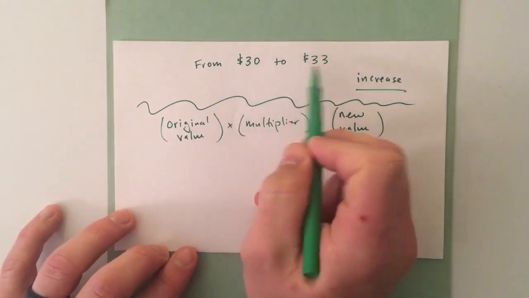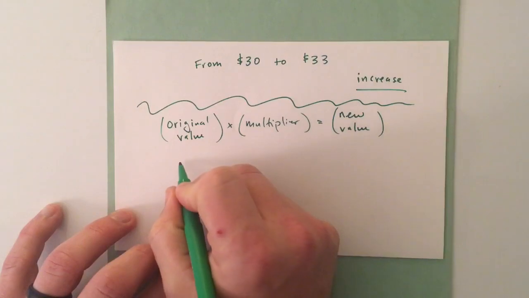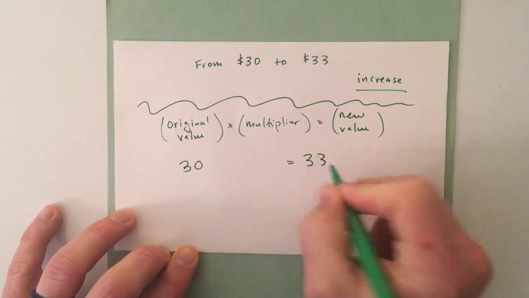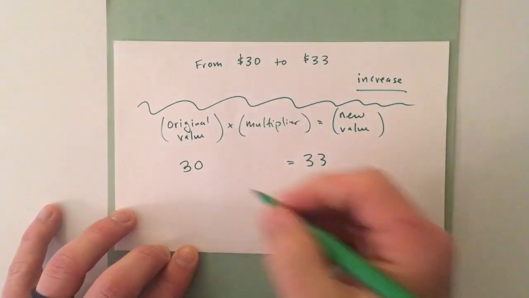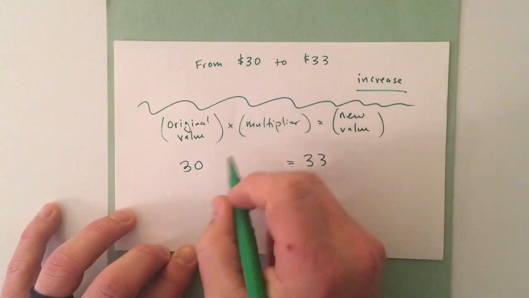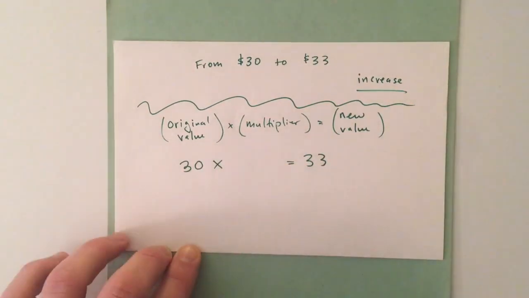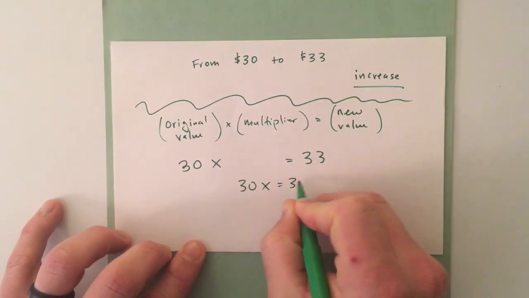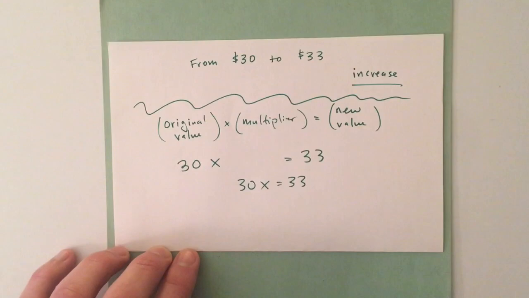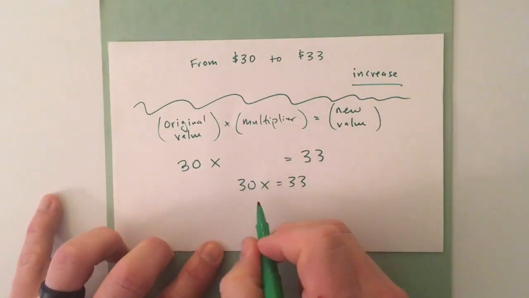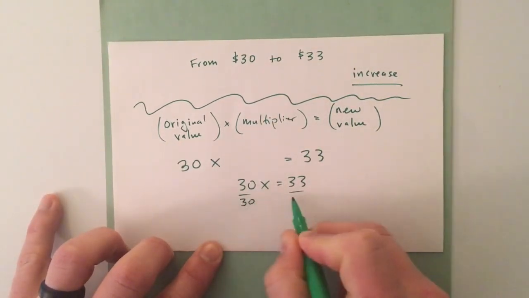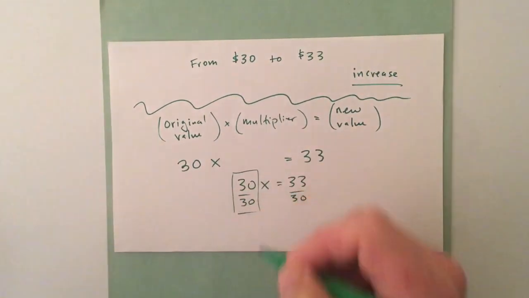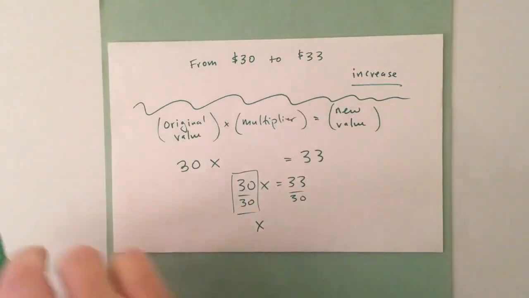So if I'm going from 30 to 33, my original value is going to be 30, right? And my new value is going to be 33. Now we have to figure out what's going on here. What am I multiplying by? So I'm going to use x as my variable. So 30x equals, I'll write that so it's a little more clear. 30x equals 33. And again, I just want to isolate the variable, which is a fancy way of saying get x all by itself. So I'm going to divide by the coefficient of 30. 30 divided by 30 is 1. 1 times x is x.